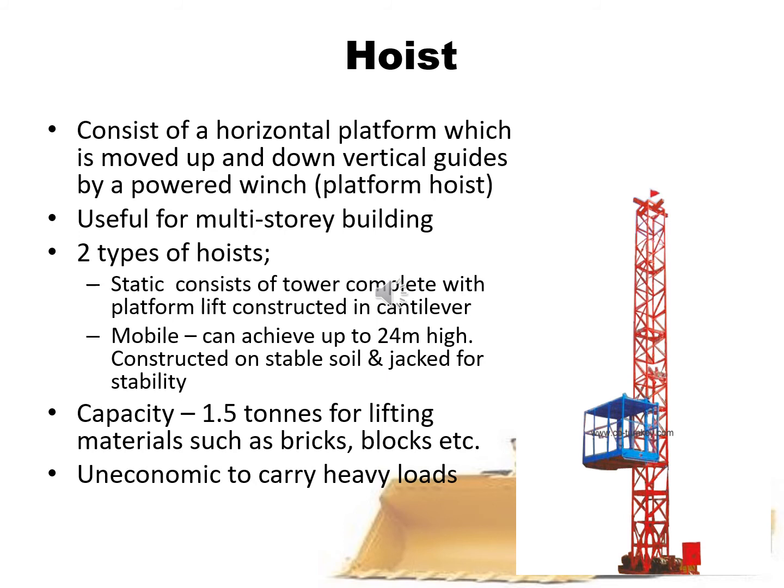There are two types of hoist: static, which consists of a tower complete with platform lift constructed in cantilever; and mobile, which can achieve up to 24 meters high, constructed on stable soil and jacked for stability. The capacity of hoist is 1.5 tons, for lifting materials such as bricks and blocks. The hoist is uneconomic to carry heavy loads.